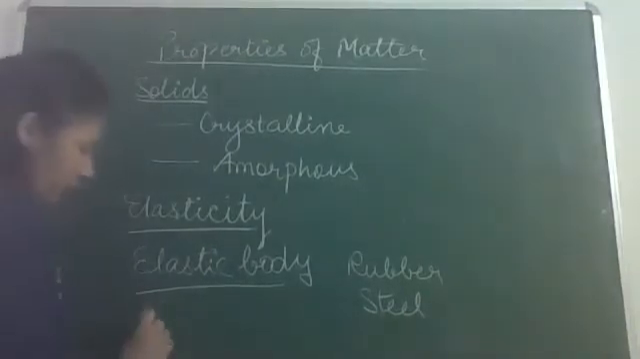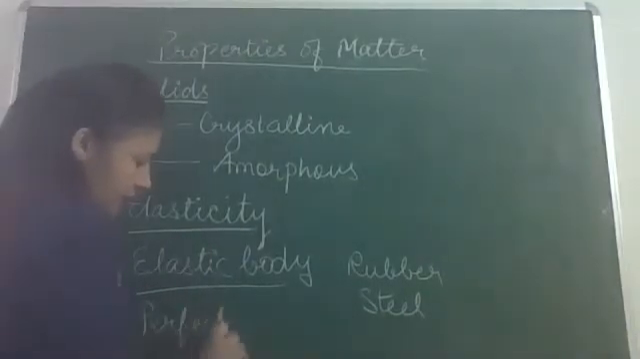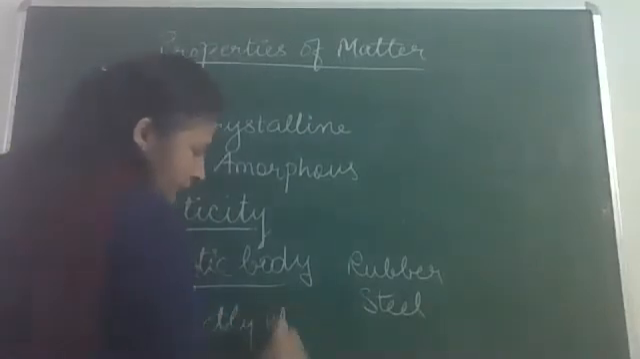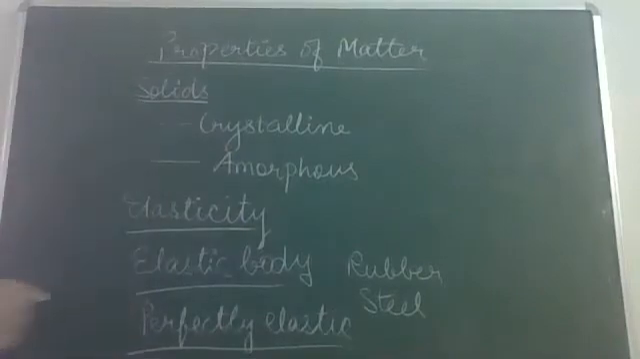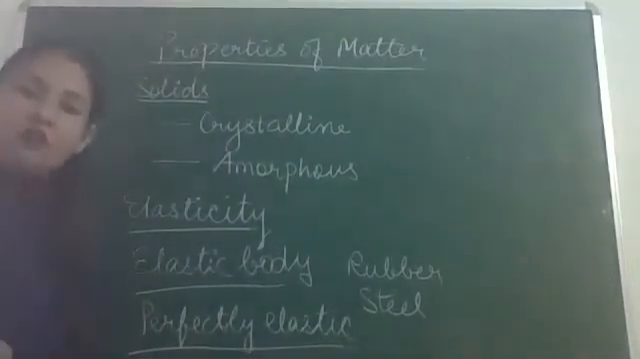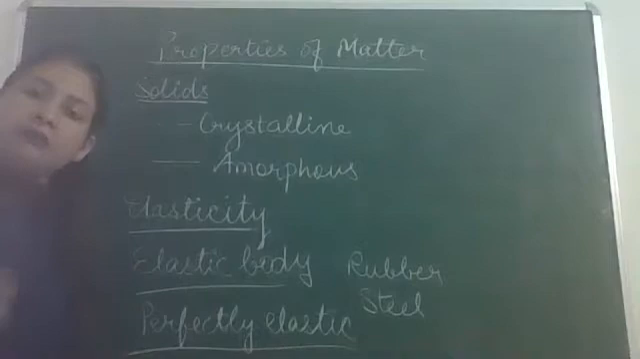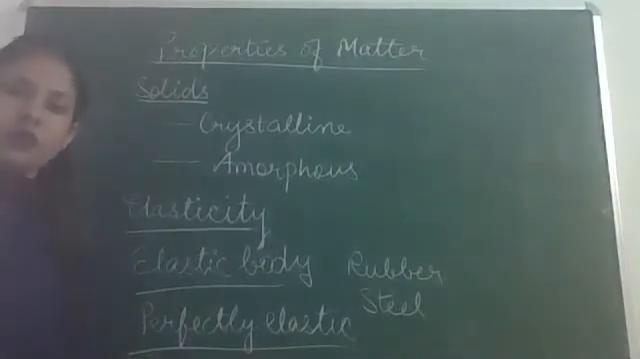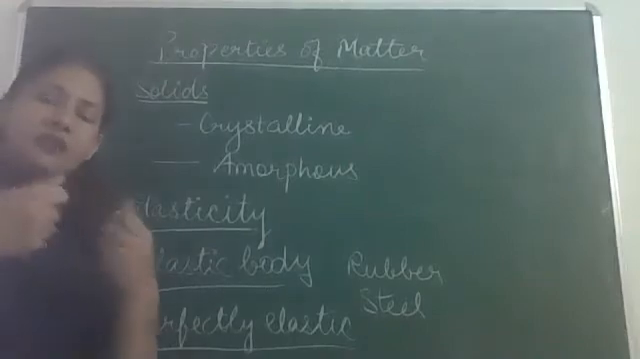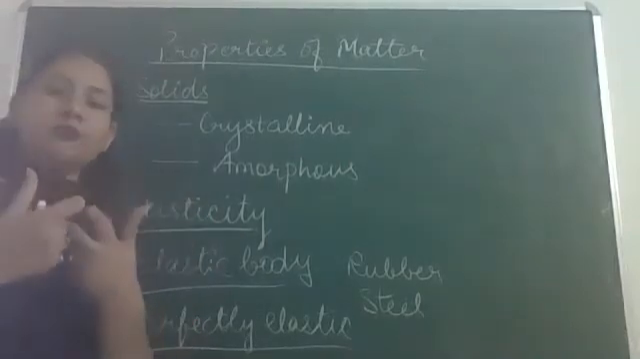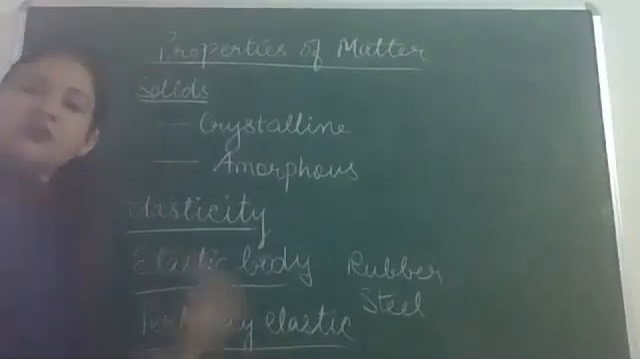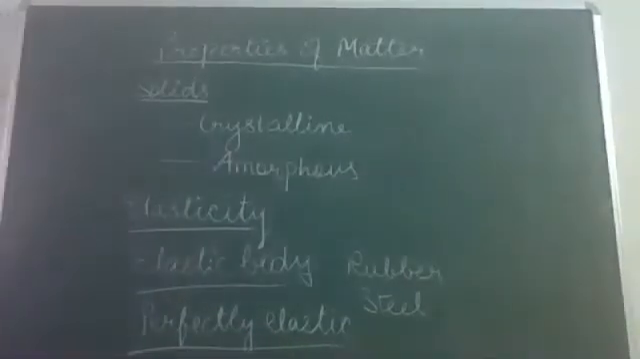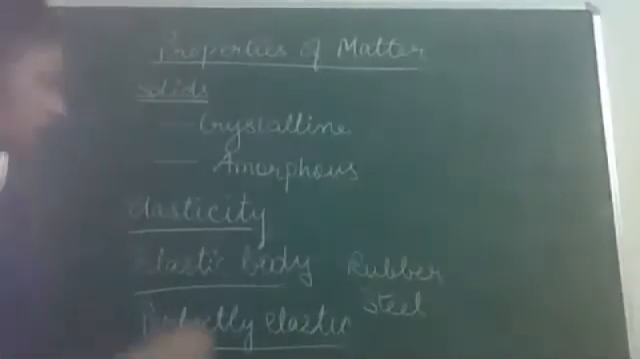If we talk about perfectly elastic bodies, what do we mean by perfectly elastic objects? That regain original configuration immediately and completely after the removal of deforming forces. There is no delay, like a rubber band, right? As soon as we apply force and release it, it comes back to its original shape at once. So it is perfectly elastic. More than rubber, what do we consider perfectly elastic?